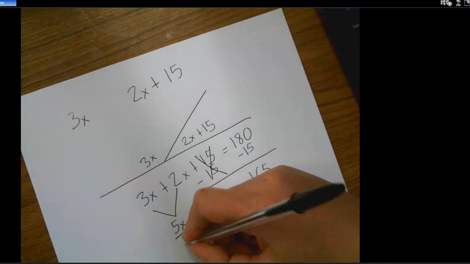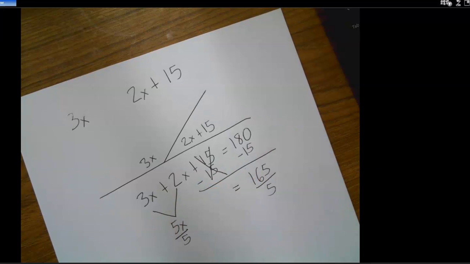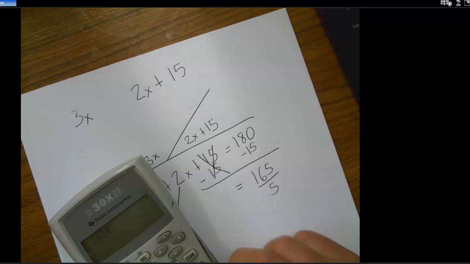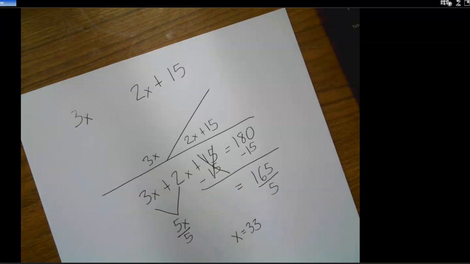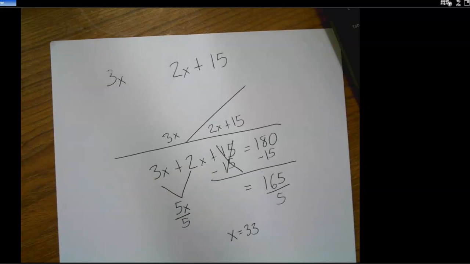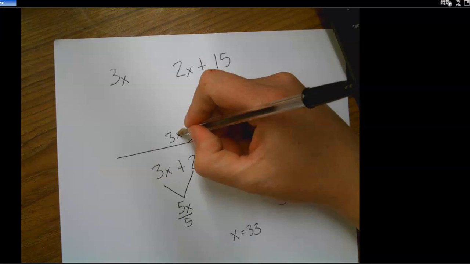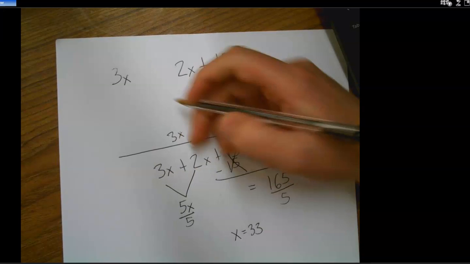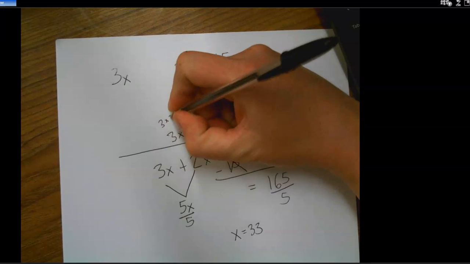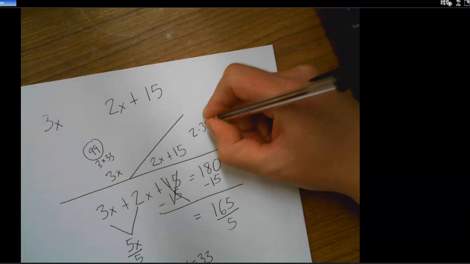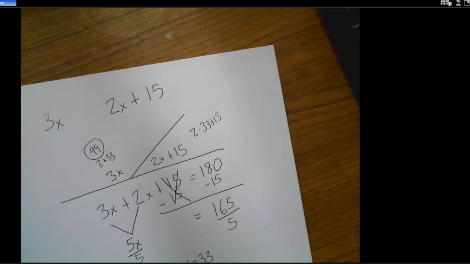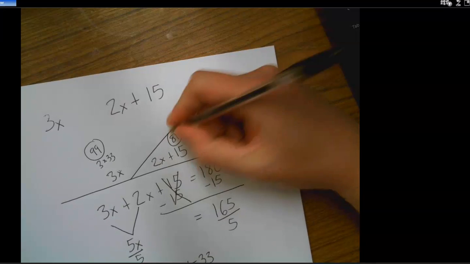Divide both sides by 5. I'm going to take my calculator. 165 divided by 5, and I get x equals 33. A follow-up that we haven't done as much of: if it asks you what the actual angle is, you can take the x back and substitute it in. You can say 3 times 33 is 99, and 2 times 33 plus 15, typing it into my calculator, is 81.